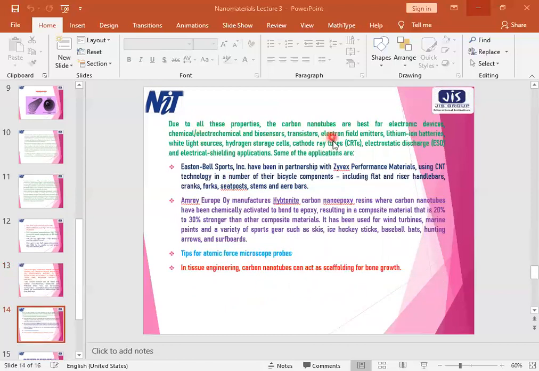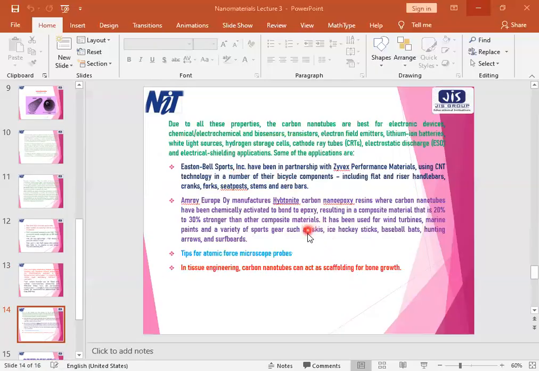Due to all these properties, carbon nanotubes are best for electronic devices, chemical, electrochemical, and biosensors, transistors, electron field emitters, and lithium-ion batteries. In lithium-ion batteries, nanomaterials are used, and they can be charged quickly and will not discharge quickly. They will last for a longer time. Also white light sources, hydrogen storage cells, cathode ray tubes, electrostatic discharge, all these are there.